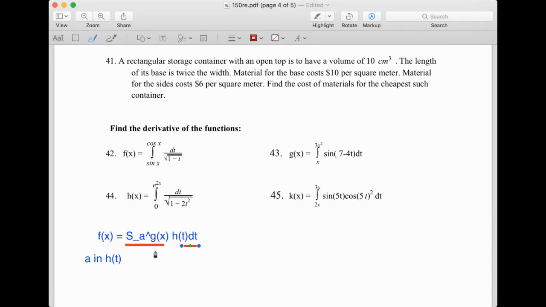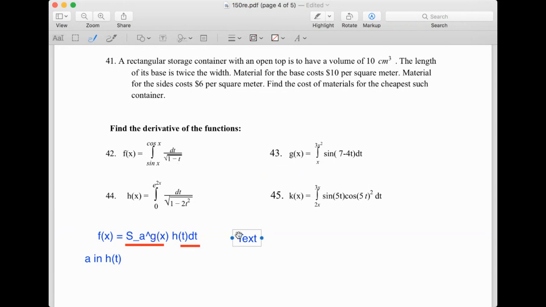So the upper limit is a function of x, so I use g of x to represent it. Then the integrand is some other function with a t. Like in this case, right? Let's write our case out. So in our case for 42, we don't have the lower limit, right? I mean, the lower limit is not a number. So we're going to deal with that later. So what's our h of t? Well, h of t is 1 over square root of 1 minus t, right? Then dt.